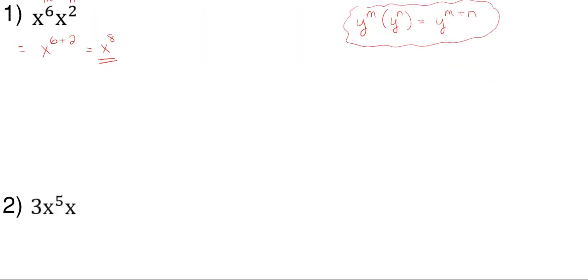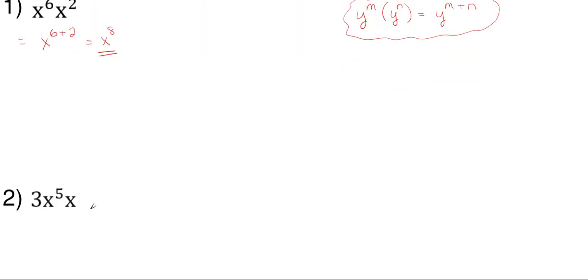Alrighty, so moving on to our second example here. We have 3 times x to the power of 5 times x. So a few things here. The rule that I laid out earlier does not care what the numbers are. It does not matter what's in front of all your x's or your y's or whatever your variable is. You're just going to carry that number on through. So what we're going to have here is 3 that goes on through, and then our variable x, with our first exponent, which is the m, being 5.